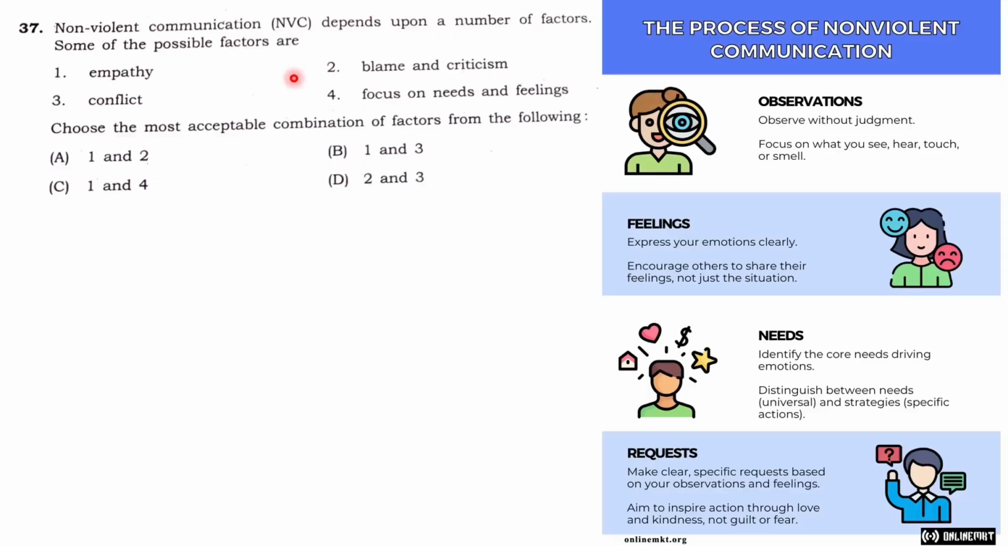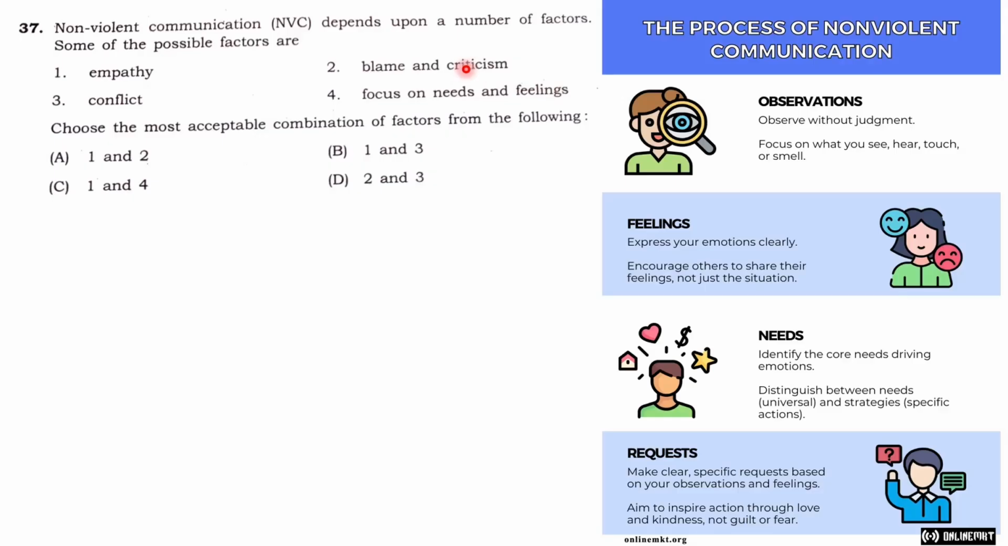In the next question, we are asked about non-violent communication, and it depends upon a number of factors. So we have to first know what non-violent communication is. Non-violent communication depends on observations without judgment. Next, it talks about the feelings, needs, and requests of the audience. So here, the possible factors should be empathy and focus on needs and feelings.